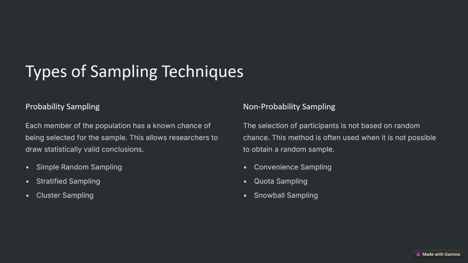Cluster sampling. Used when populations are spread over large areas. For example, to assess rural health needs, we might select specific villages as clusters and survey people within those areas. Non-probability sampling techniques. Non-probability sampling includes methods like convenience, quota, and snowball sampling. Convenience sampling involves selecting participants who are easily accessible, such as clients visiting a community center. It is useful in preliminary studies but may not represent the broader population. Quota sampling ensures that specific subgroups are represented. For instance, if studying access to job training, we might set quotas to ensure equal representation of men and women.